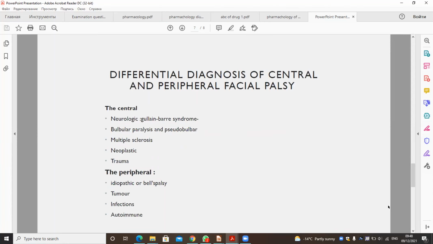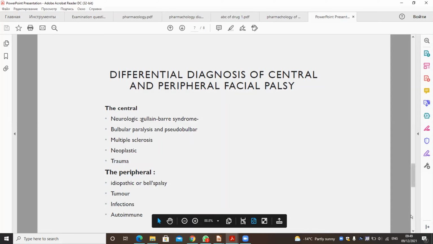So here I'll talk about the differential diagnosis of central and peripheral facial paralysis. In the central type, the causes include neurologic conditions: Guillain-Barré syndrome, pseudobulbar palsy, and multiple sclerosis, which is a disorder of the immune system, a type of immune disease that crosses the blood-brain barrier.